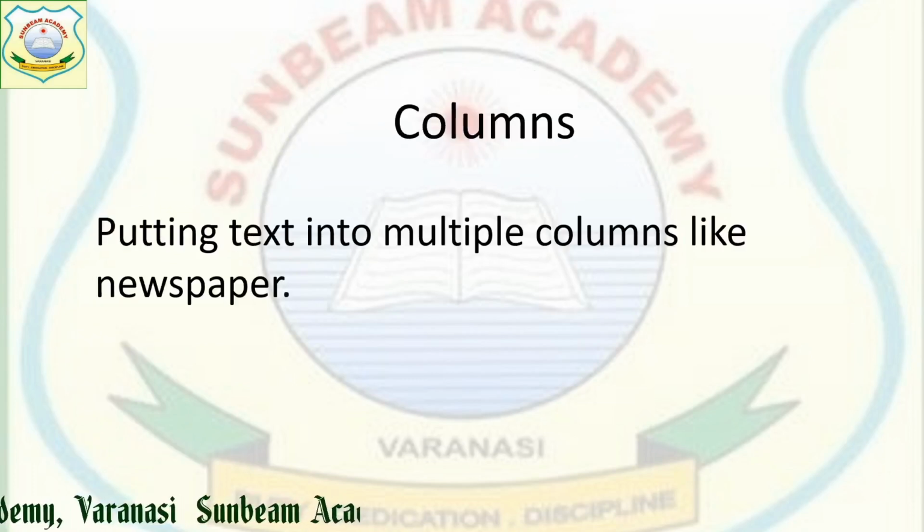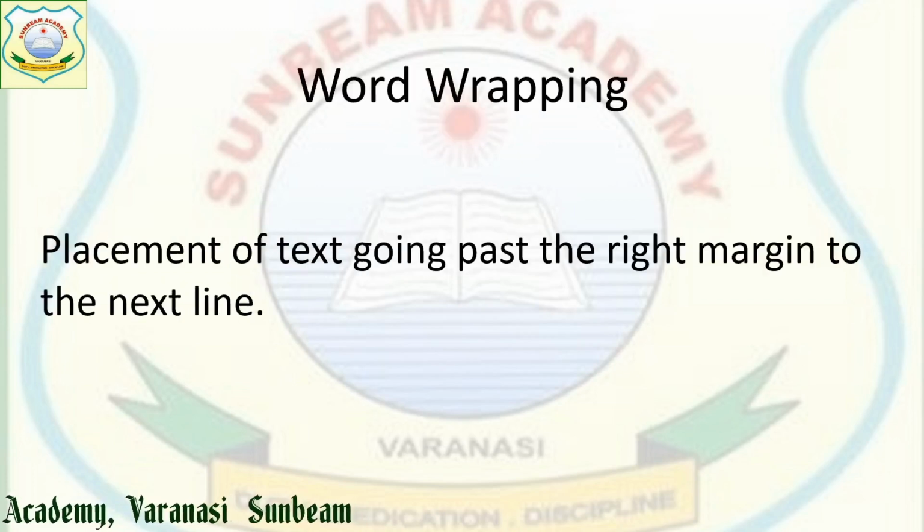Next is columns. Sometimes we put our text in 2, 3, 4 columns, as in the case of a newspaper. That is known as columns. If you are going to put your text into multiple columns, more than one column, by default it is one column. You can put your text in multiple columns, and these multiple columns will be equally divided onto the page.